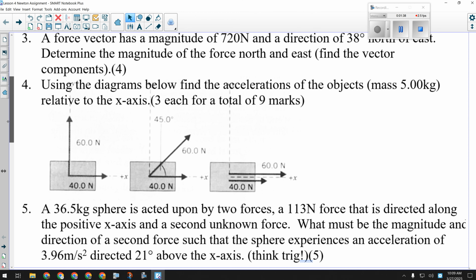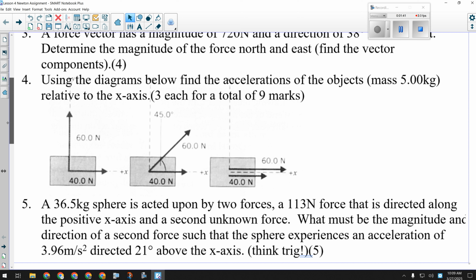All right, number 4 sometimes gives people trouble just because they don't understand what the question is asking. So here's your explanation. This is part A. Okay, this is part B, and this is part C. You have the free body diagram here. Okay, this is the free body diagram for question 4A. They're all 5 kilogram masses. It's the same 5 kilogram mass. And it's showing you the forces acting in each situation. So each situation is a little bit different.